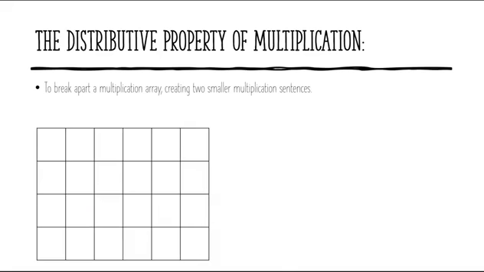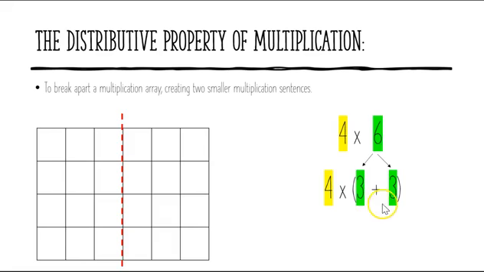Let's try another one. Here I see an array showing 4 rows and 6 columns. So my sentence would look like this: 4 times 6. Now I can break apart this array. So I have 3 columns on this side and 3 columns on this side, because 6 is equal to 3 plus 3.